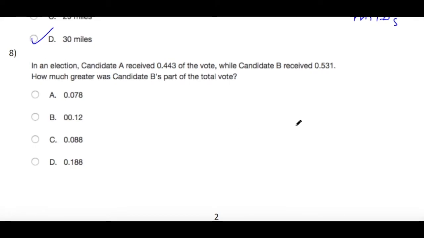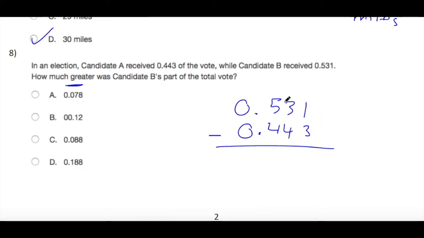In an election, candidate A received 443 thousandths of the vote, while candidate B received 531 thousandths. How much greater was candidate B's part of the total vote? How much greater? It means we will subtract. So you will subtract here 0.531 minus 0.443.